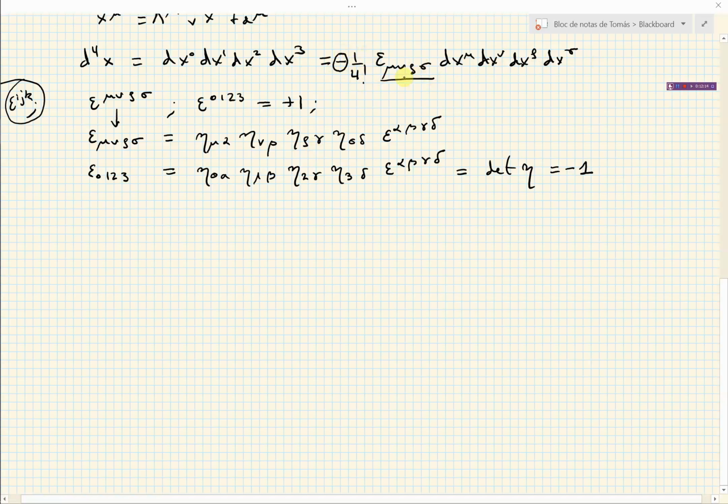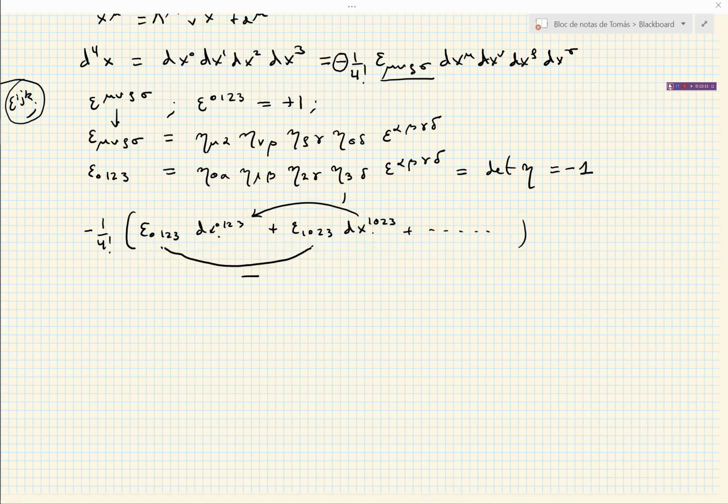This is summed over all mu's, nu's, rho's, sigmas, so it contains, among other terms, 1/4 factorial epsilon 0, 1, 2, 3 dx 0, 1, 2, 3. I don't write the full expression, but also all the permutations. So epsilon 1, 0, 2, 3 dx 1, 0, 2, 3, and so on. If I take all the terms in this way, since the dx commute the way that I have written them, this will be minus this one, but the dx part will be exactly the same as this one. So there is a minus, but this is related with a plus, and then I would get 0.